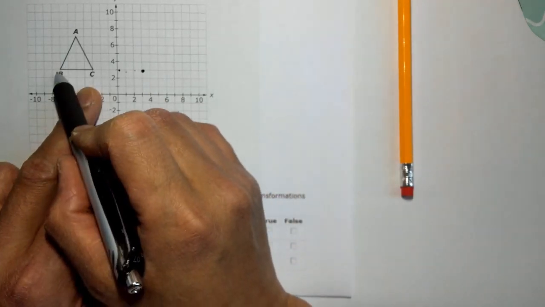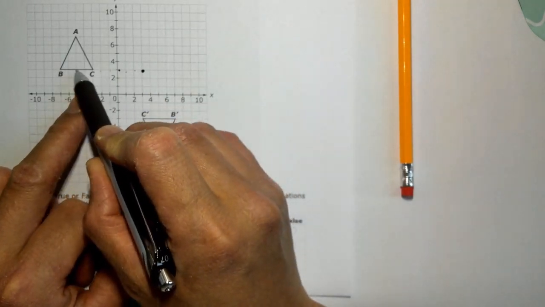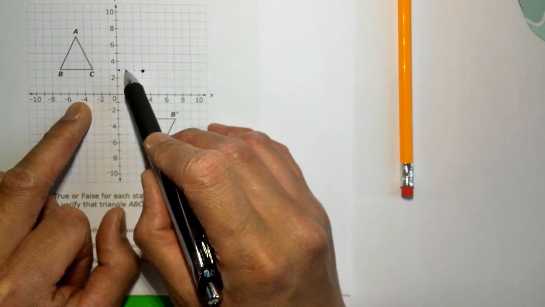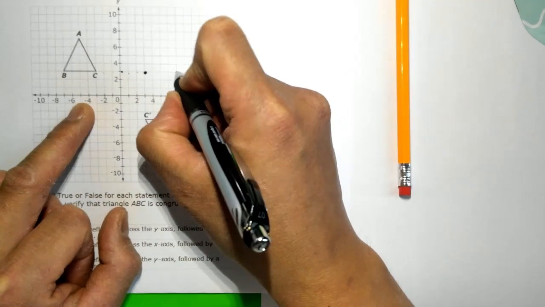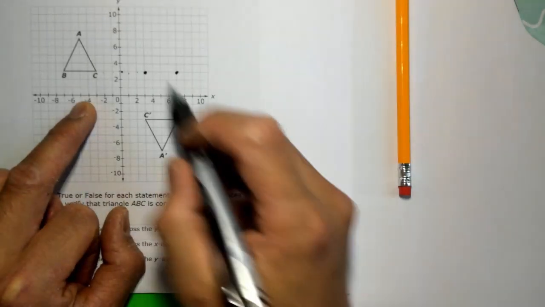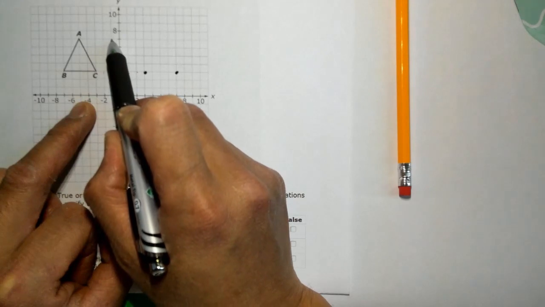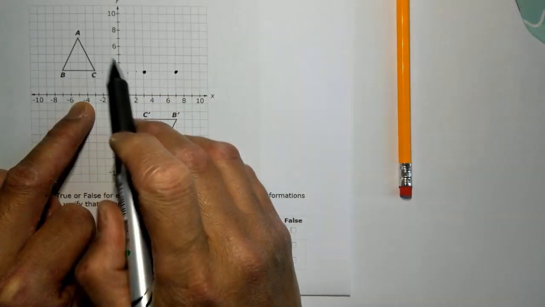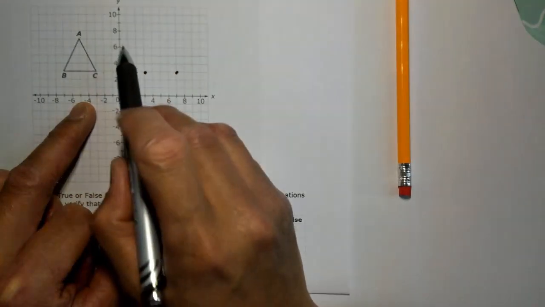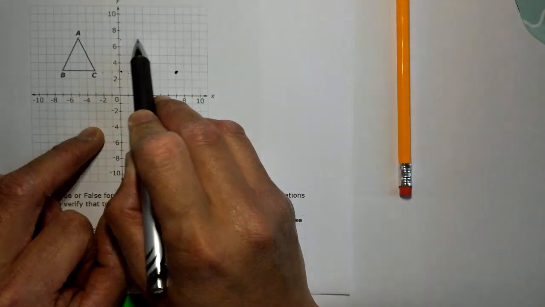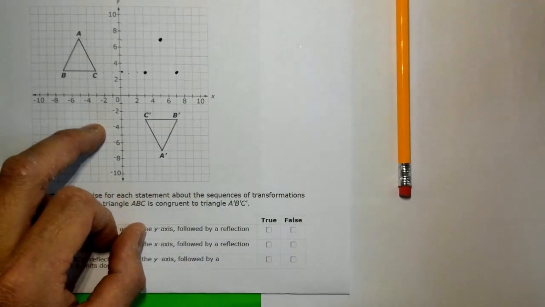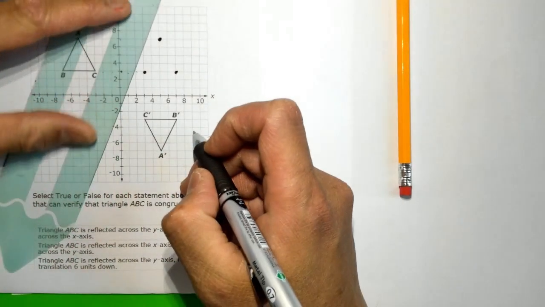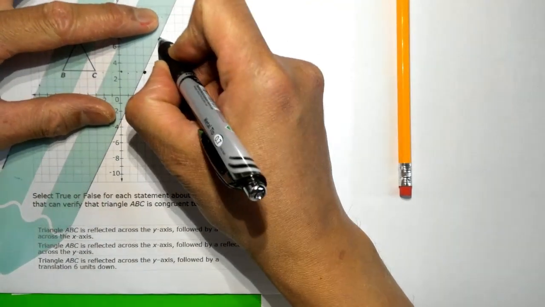And then for B, we have 1, 2, 3, 4, 5, 6, 7. So the B prime is right here. And then the A is 5 units away from the line of symmetry. So from here, count 5 units in the other direction. 1, 2, 3, 4, and then 5. So this is my reflected triangle across the y-axis.